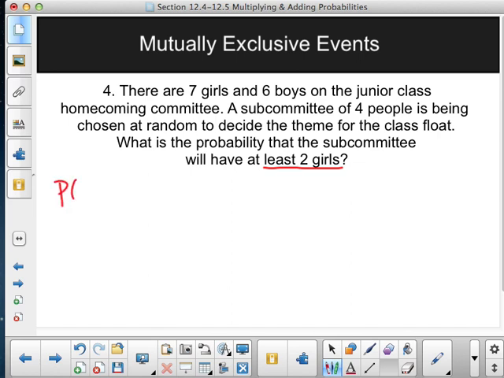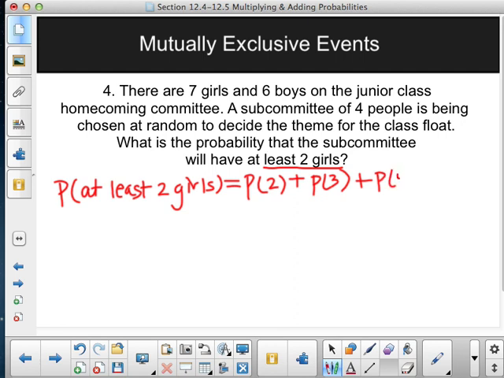The probability of at least 2 girls means you have to figure out the probability of having 2 girls, or, and or is plus, the committee could have 3 girls, or the committee could have 4, because it's up to a committee of 4, and we're starting with at least 2. So it could be 2 or 3 or 4. So we need to figure out the probability of each one of these. Let's start doing that.